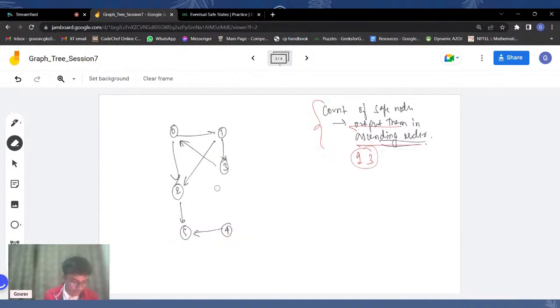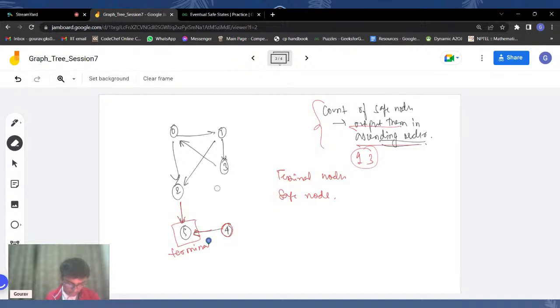We have to count the safe nodes. First tell me, is node number 4 a safe node or a terminal node? First, we have to identify terminal nodes, and then we will identify safe nodes. According to the definition of terminal nodes, all nodes should end at that node, and nothing should begin. I see that there are two nodes entering node number 5. Nodes 4 and 2 are entering node number 5 and ending there. 5 is not giving rise to any other node. So I can safely say this is a terminal node.